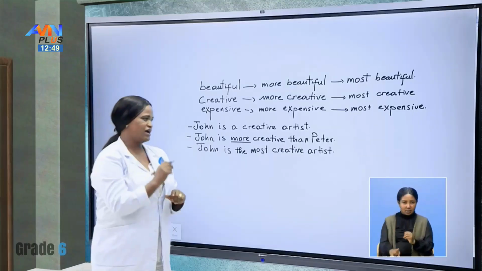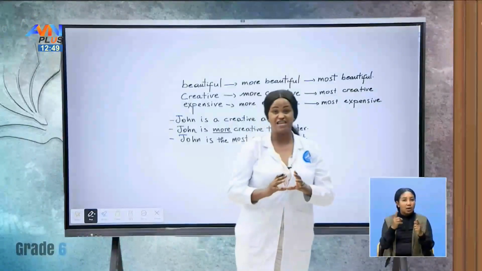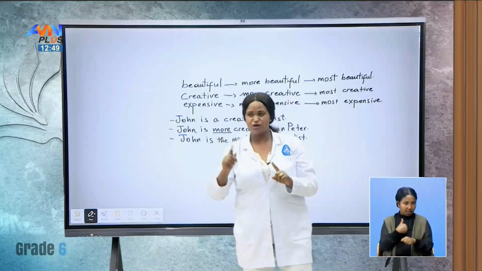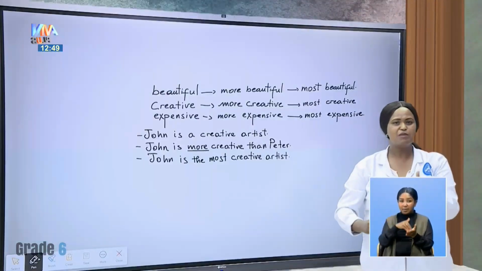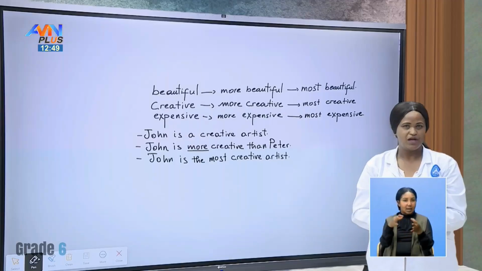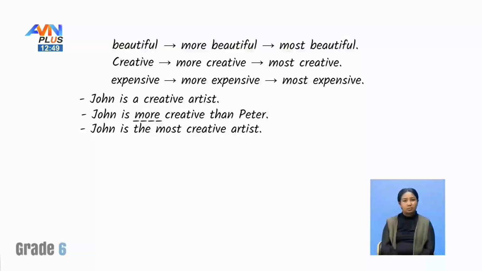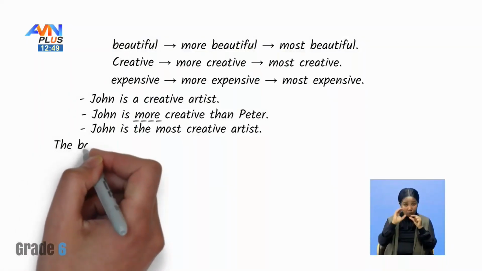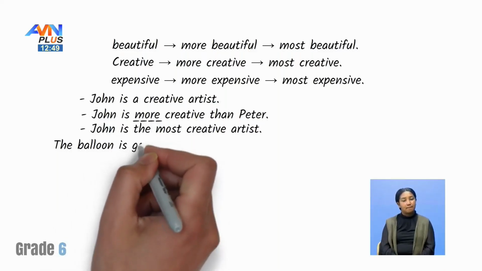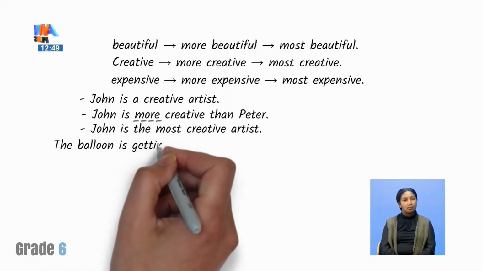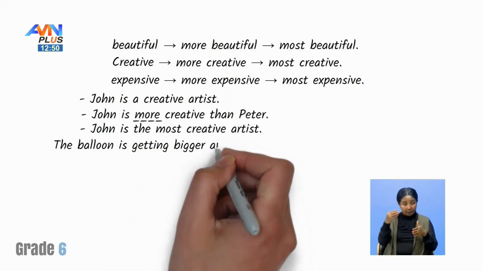I have one thing left to tell you, and that is there are times that we use more than one adjective in a sentence. Okay? More than one adjective in just one same sentence. Sometimes we repeat the same adjective in a sentence. Like, for example, we say the balloon is getting, yeah, bigger. The balloon is getting bigger and bigger.